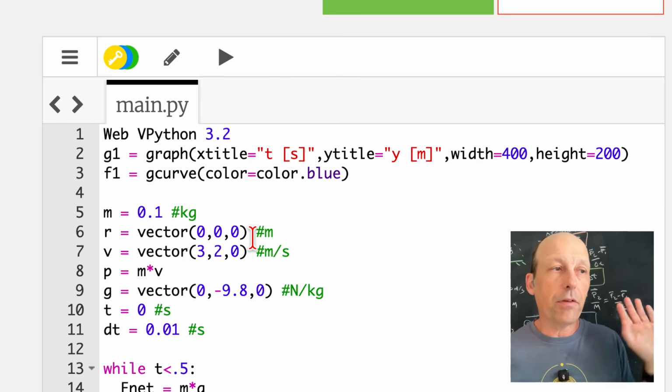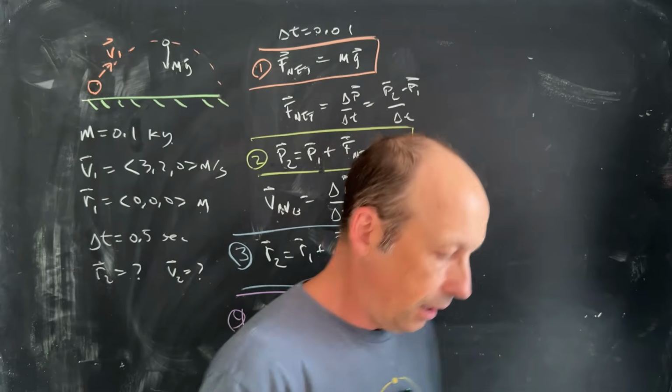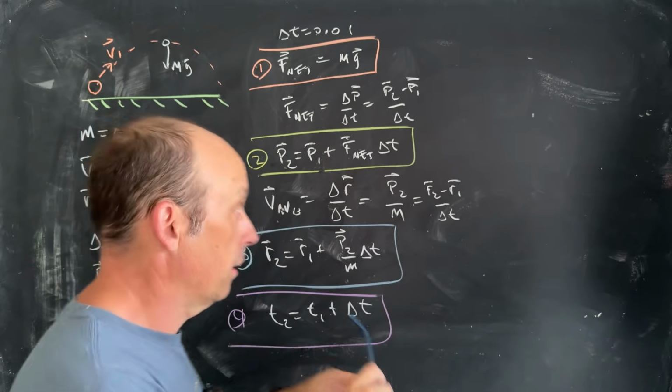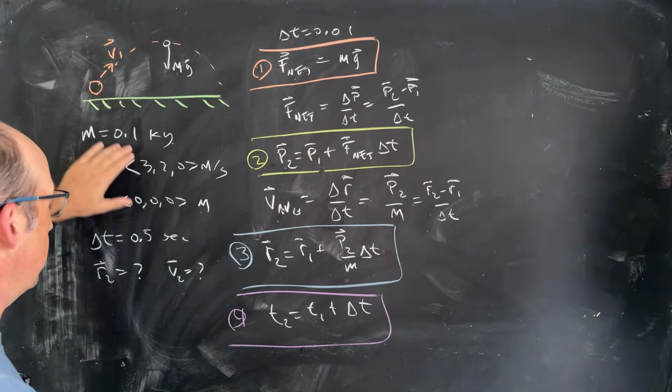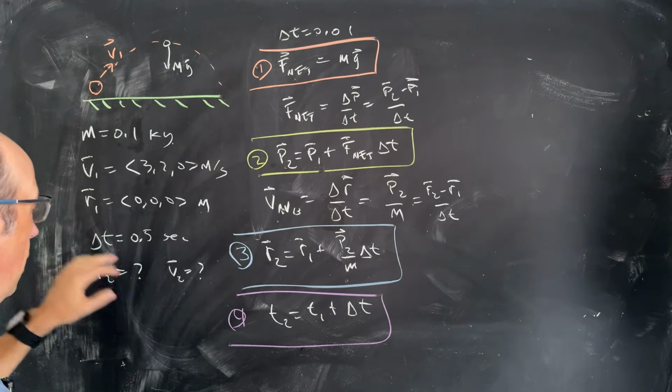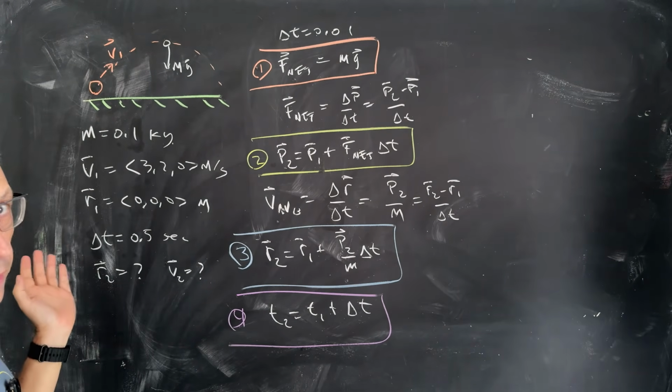So just as a brief review, I'll just review this because I have it on the board still. So here's what we're doing, right? We have a ball, we're launching it with some initial velocity. It has a mass, initial position. We want it to go for 0.5 seconds, but that doesn't really matter. And we want to find out where it is later.